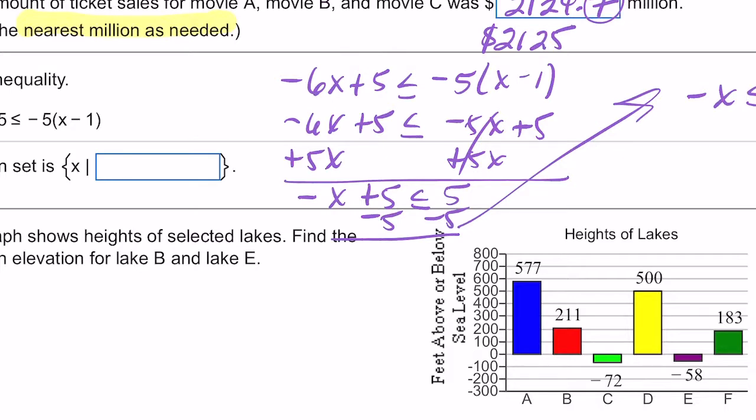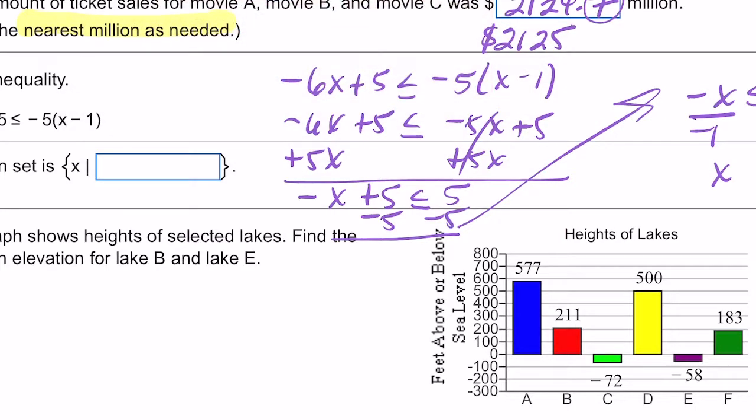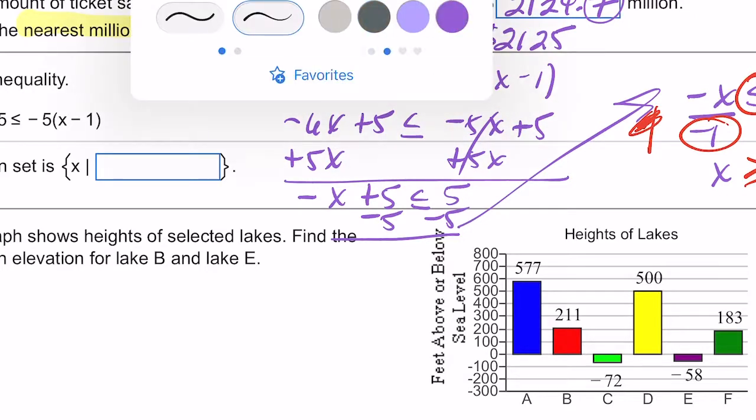Okay, now x is not solved, so there's a negative there. What I need to do is either multiply both sides by a negative 1 or divide by a negative 1. However, when you do that, I'm going to put a red flag right here. Anytime you divide both sides of an inequality by a negative 1, this sign flips around. So now it's going to be x is greater than or equal to 0.